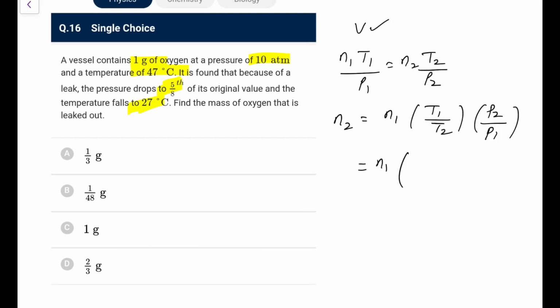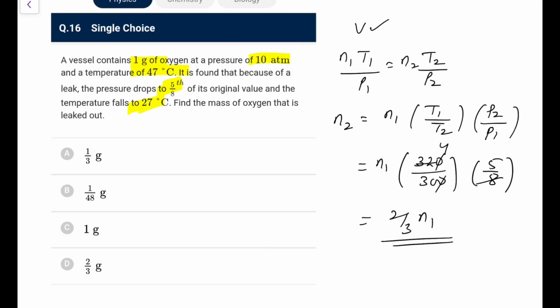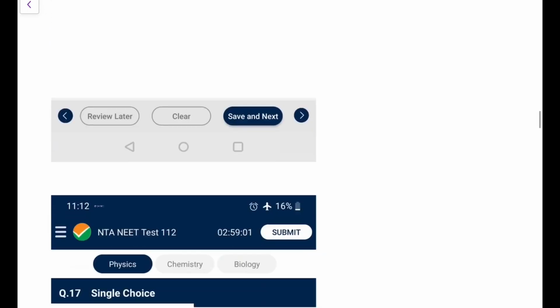Now T1 by T2, the initial temperature 47 means it would be 27 plus 20, and the 27 means it is 300, and P2 by P1, the final is 5/8 of the original one, so it would be 5/8. So what you are left with, 8 4s are 32, this is 4 into 5, 20 by 30, that is 2 by 3 of N1. So 2/3 moles remain, so mass also remains 2/3, so that is remaining, so leaked out would be 1 by 3. So be careful, don't go in such a hurry.